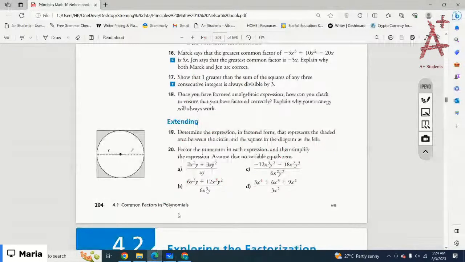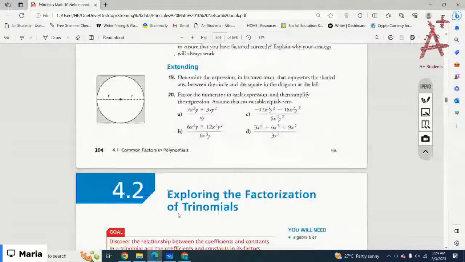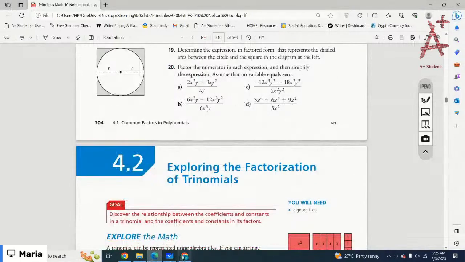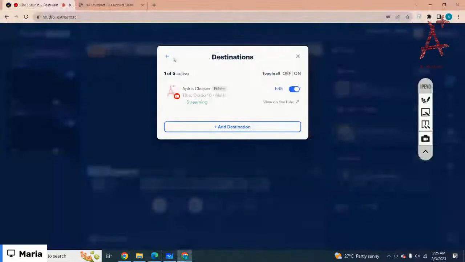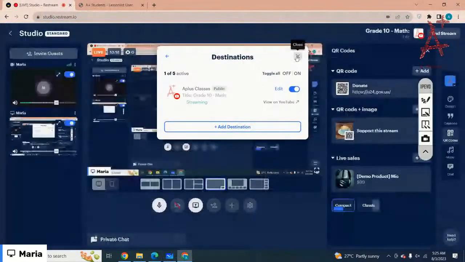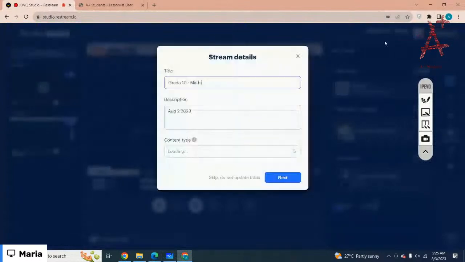You can complete the rest of the lesson by yourself later today. Let's start with the next lesson, which is exploring the factorization of trinomials.